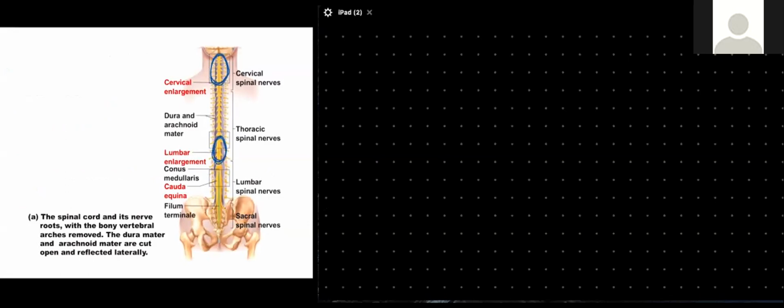Why do we have those enlargements? Because I need a lot of nervous tissue where I get the nerves coming out to reach my limbs. So the nerves here are coming out. You've got more nerves coming out from the cervical region, from the lumbar region, for you to innervate both the upper and lower limbs.